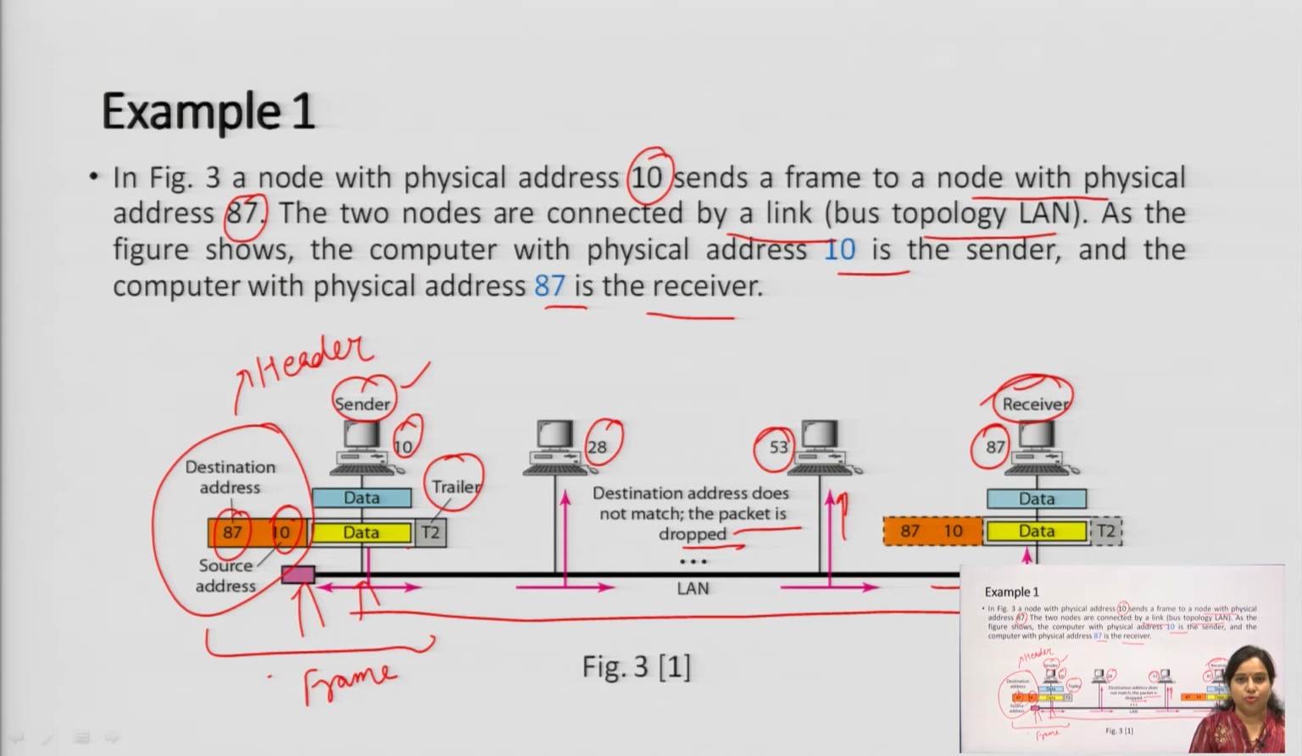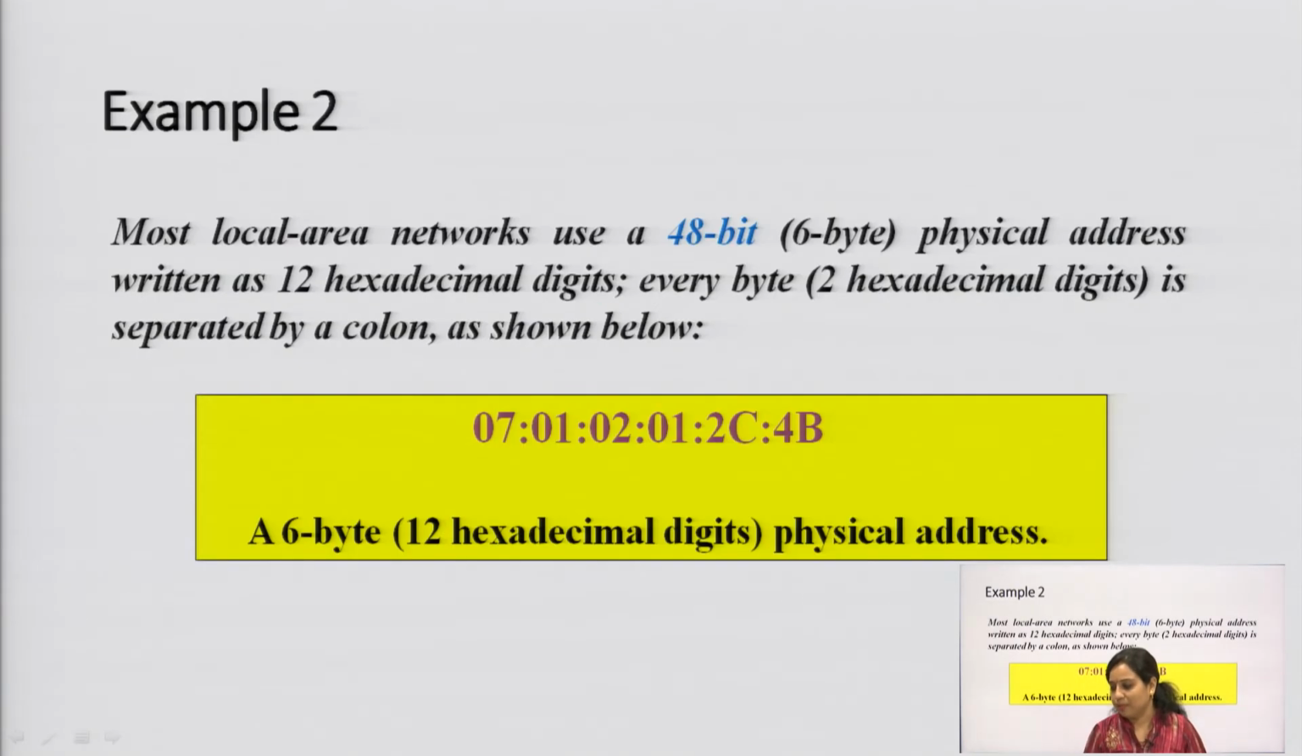Whichever computer wants to transmit data has to form a header which consists of the physical address of the transmitter and the receiver both. This is the first example.